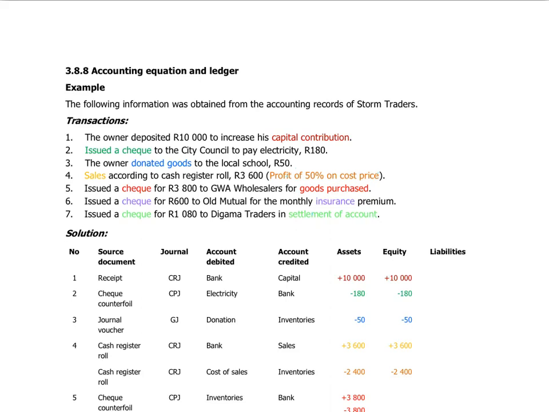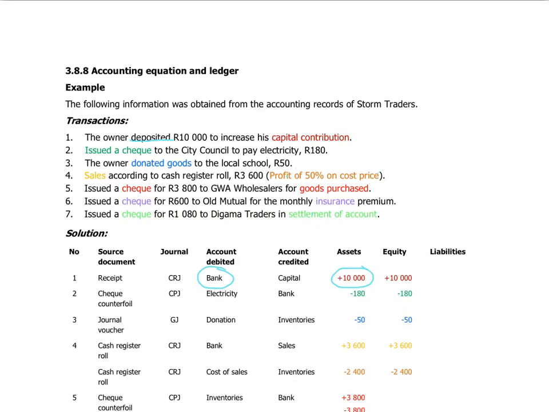If we look at transaction number 1, the owner deposited 10,000 to increase his capital contribution. That means that the business received money. So if he deposited money into the bank, the business received money. So the one entry will be in the bank account because the money in the bank increased when we deposited. Bank is an asset, so assets increase worth 10,000 with the additional money in the bank.